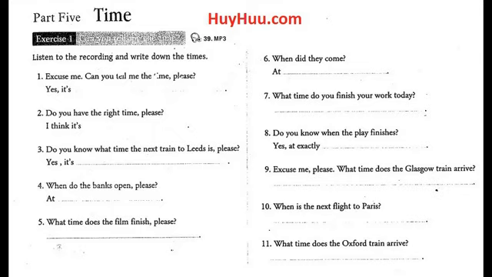11:40. 11. What time does the Oxford train arrive? 18:30. 12. When does the Tokyo flight leave? 19:40. 13. What's the next train to Liverpool? 5:10. 14. What time does the London train arrive? 7:20. 15. When does your mother come? 9:30. 16. When does the teacher come? 8:10.